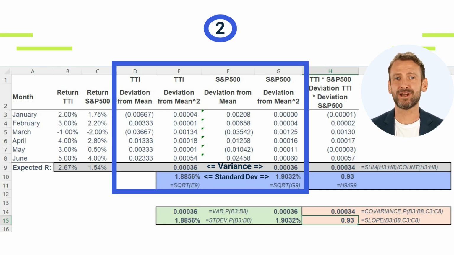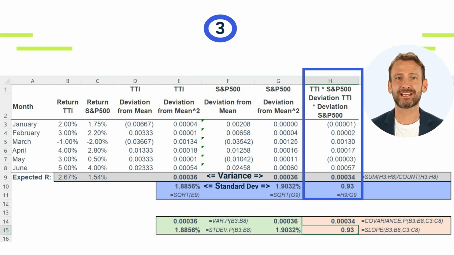Just to refresh your memory, we need to calculate the deviation of the return for each month from the average return. These deviations must then each be squared. Finally, remember that the average of these squared deviations is the variance, and the square root of the variance is the standard deviation. You can verify that your answers are correct using the Excel commands var.p and stdev.p.